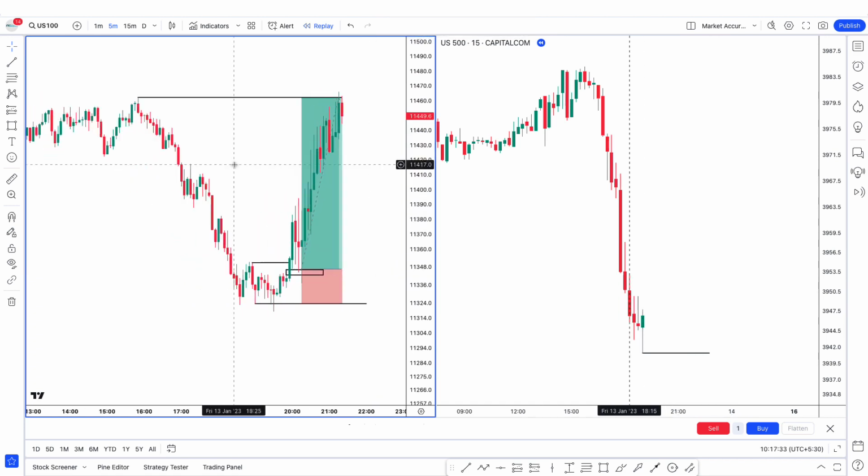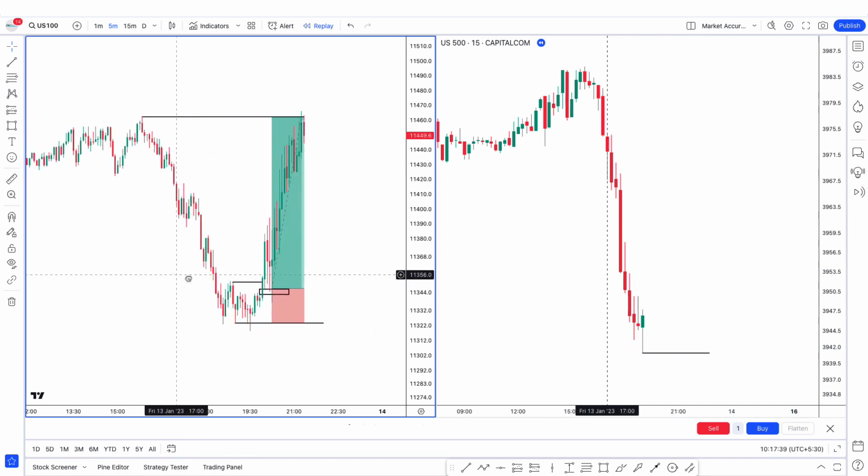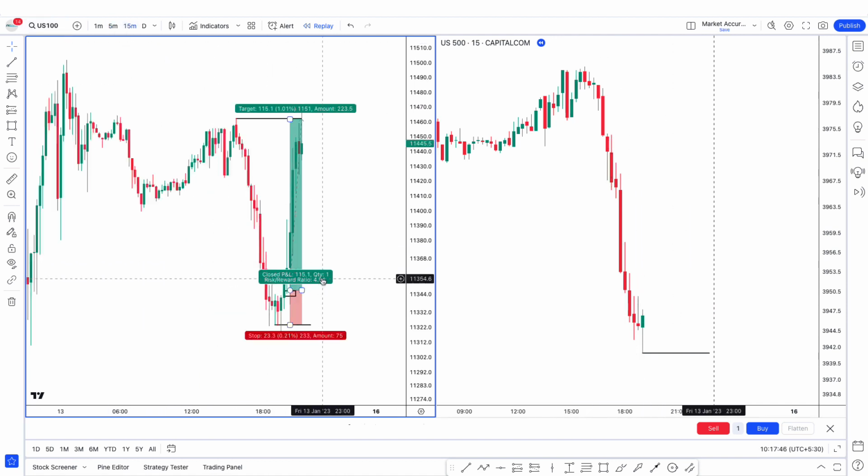Now I'm not saying you're going to win each and every single time, but look at this, 1 to 5, guys. So even with a 40% win rate, you can become profitable.